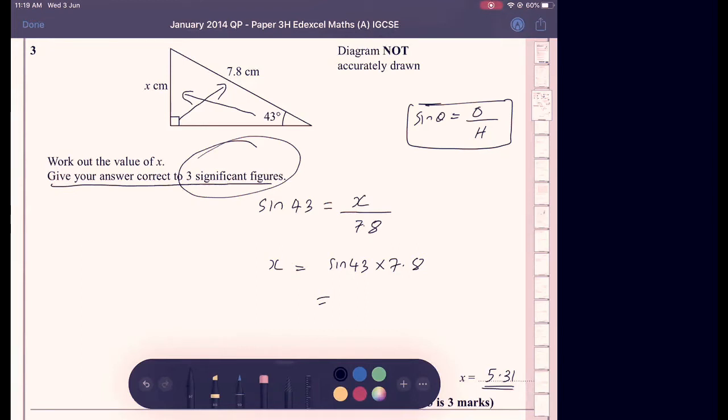Here we are getting 5.319, correct? Yes, so 5.32. Yeah, it's 5.32.